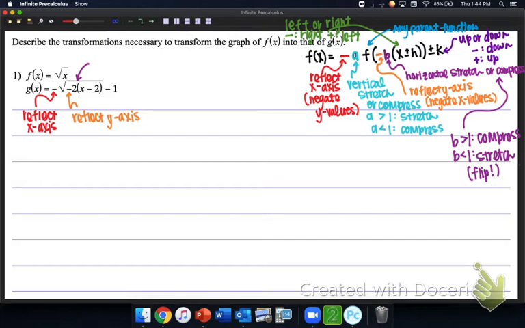Okay, so remember how I said flip it over here? Well, first, B is greater than 1 here, which means that this is going to be a compress. But if I flip this, 2 becomes 1/2. This is going to be a horizontal compress by 1/2. Okay, you flip it. You always flip it. And then this goes right 2 and down 1.